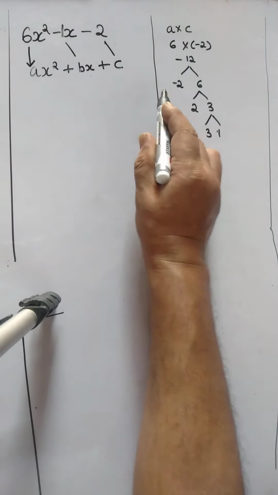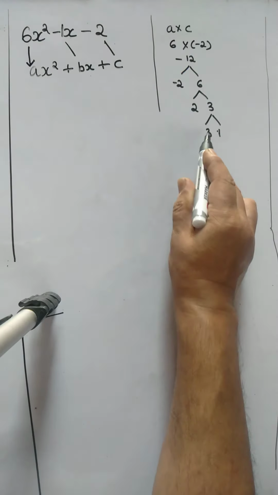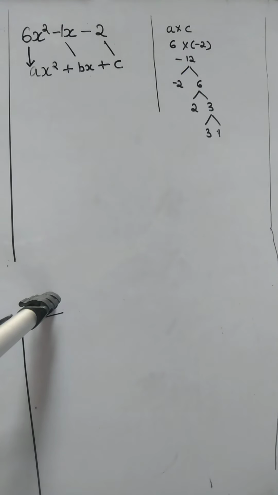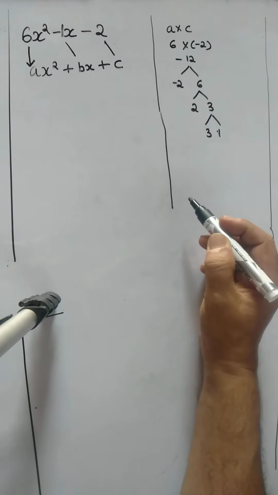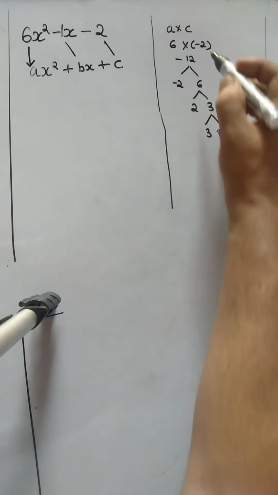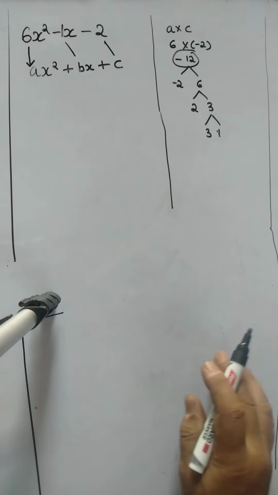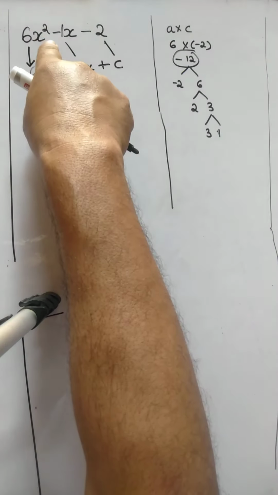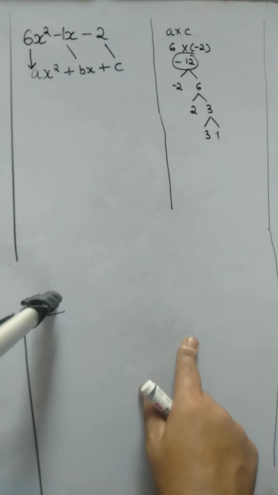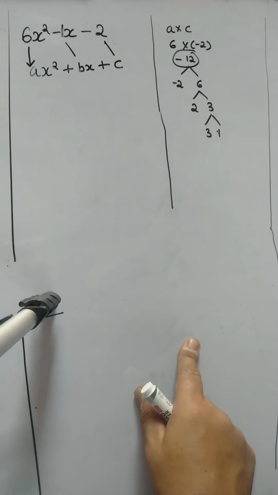Having done that, you would notice that you have minus 2, 2, and 3 as the prime factors. And these are the ones that you would need to combine in such a way that you get two numbers which would give you a product of minus 12. But if you add or subtract those two numbers, you would get minus 1 or minus 1x.